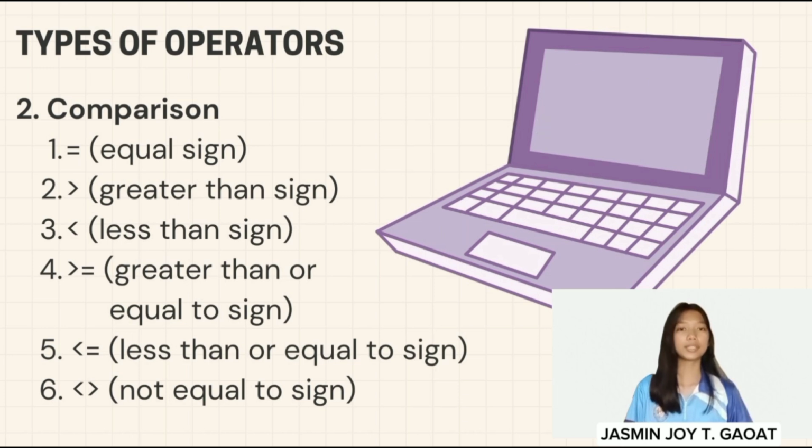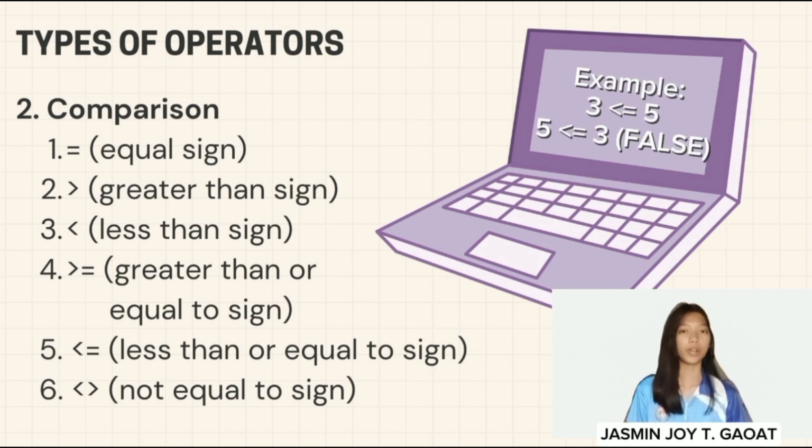Next is the less than or equal to sign. This sign also checks if the value on the left is either less than or equal to the value on the right. For example, 3 is less than or equal to 5 means true. But 5 is less than or equal to 3 means false because 5 is greater than 3.